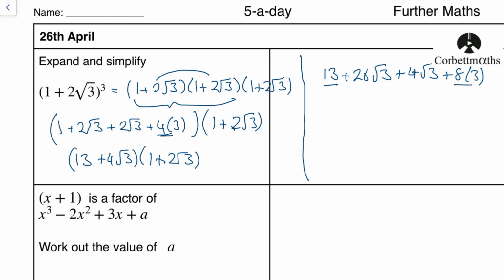So 13 plus 24 is going to give me 30, what did I say? 13 and 24 is 37. And 26 plus 4 is 30, so that's going to give me 37 plus 30 root 3. Basically, it's just a bit of surd maths. So it's a good question. It's very, very good just to make sure you've got your understanding of various types of maths.